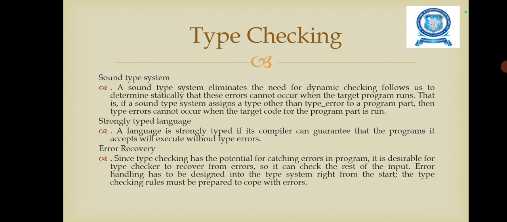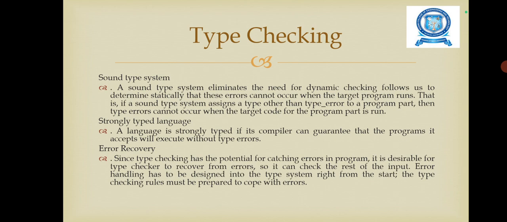That is, if a sound type system assigns a type other than type_error to a program part, then a type error cannot occur when the target code for the program part is run. The next one is strongly typed language. A language is strongly typed if its compiler can guarantee that the programs it accepts will execute without type errors.